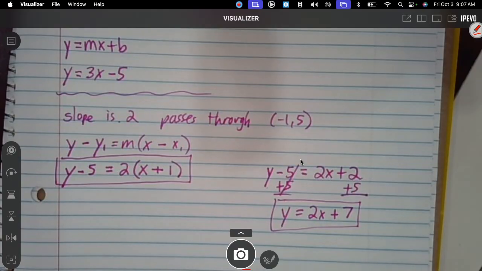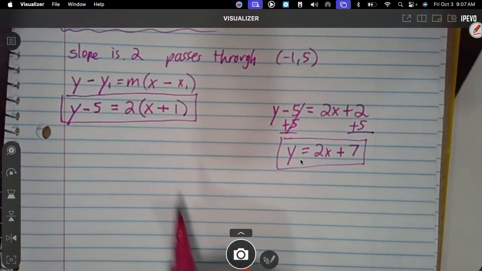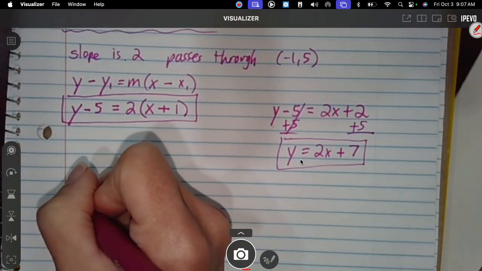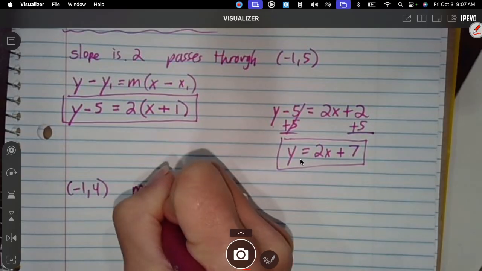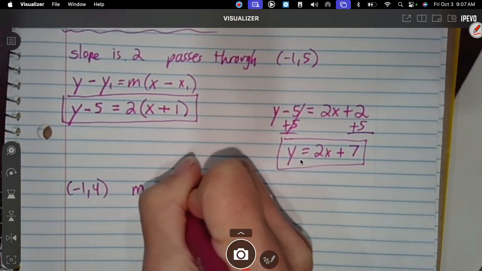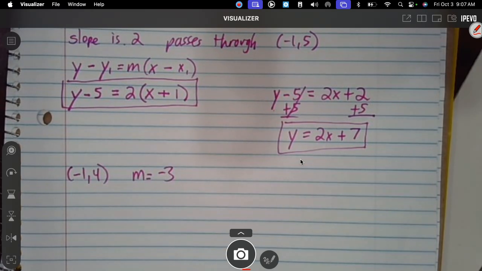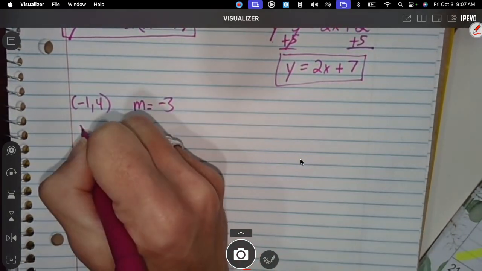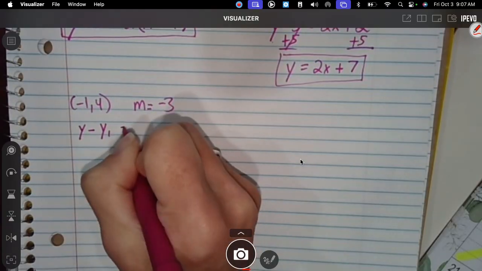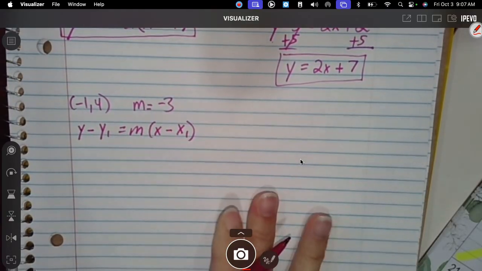What if they tell you, okay, I want you to write an equation if it passes through the point -1, 4, and the slope is -3. So let's write it in point slope form. Maybe that's how they want it. So point slope form says, I'll rewrite it, y minus the y value equals the slope times x minus the x value.